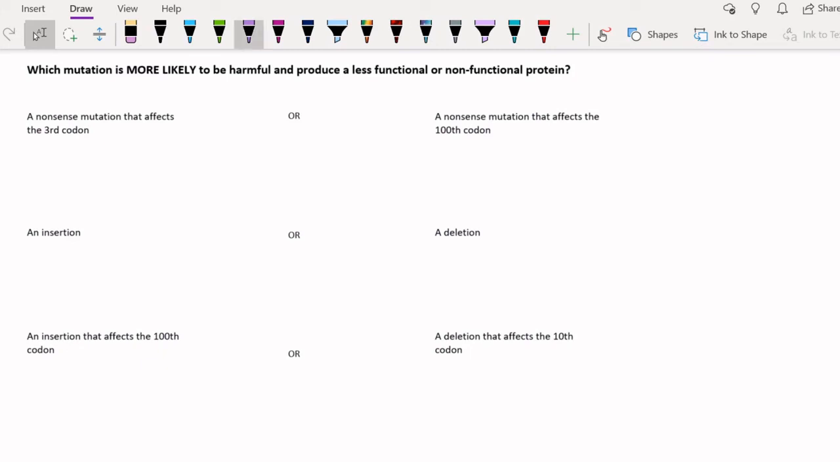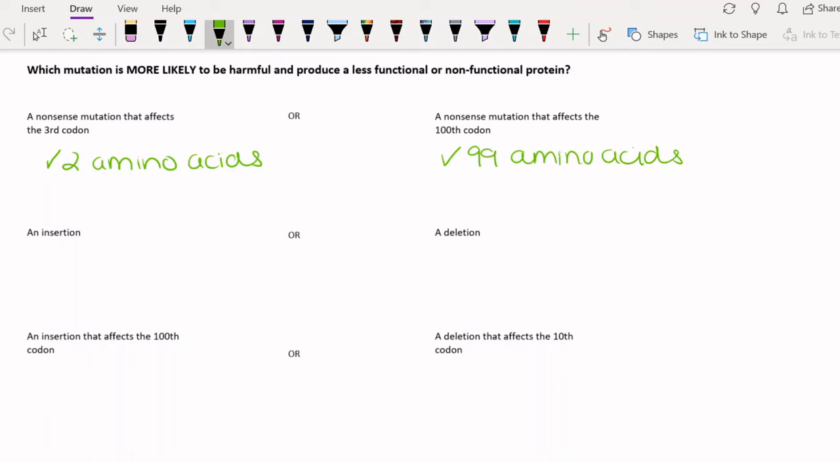Moving on, a nonsense mutation at the 3rd codon or at the 100th codon. Well, for the nonsense mutation at the 3rd codon, there will be 2 amino acids before translation is stopped. For a nonsense mutation at the 100th codon, the protein will have 99 amino acids. 2 amino acids are not a complete functional protein, so this protein is more likely to be non-functional.